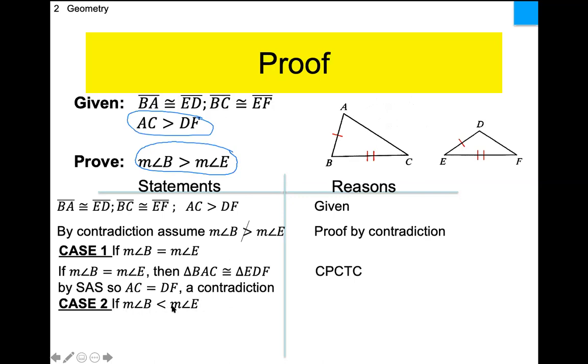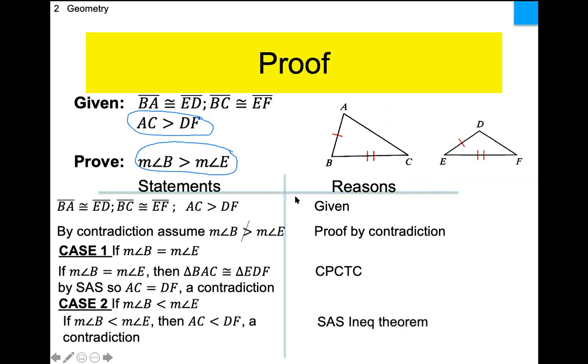So if we consider case number 2, then we're told that the measure of angle E is bigger than B. So if E is bigger than B, then DF has got to be bigger than AC by the theorem. But that once again contradicts our given, because we're already told that AC is greater than DF. So once again, by the SAS Inequality theorem, that's the contradiction. We just contradicted theorem 6.5, right?